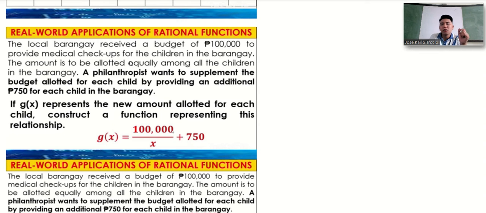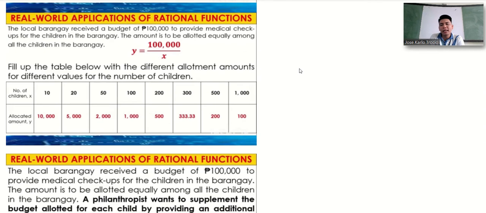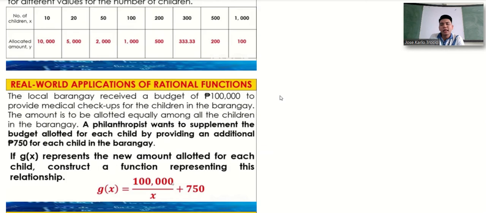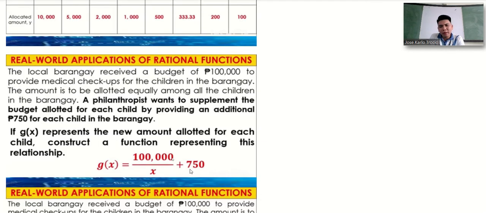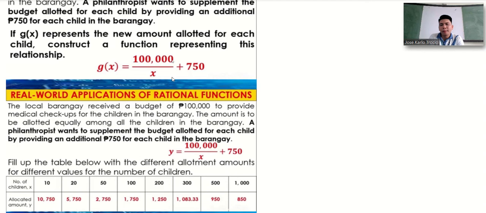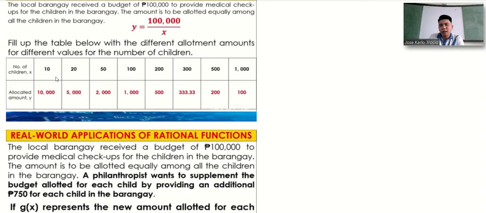So just continue. You have 100,000 over x as our main function. It is added by a philanthropist with 750 pesos. Why did we add it here on the right side? Why can't we just add it here, 100,000 plus 750 over x? Because this is separate. For example, in this example, you have 20 children, that is 5,000 pesos.